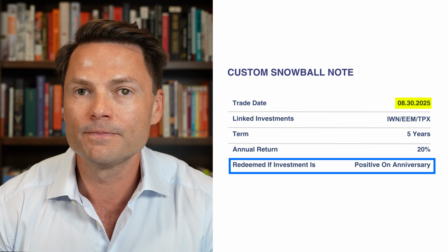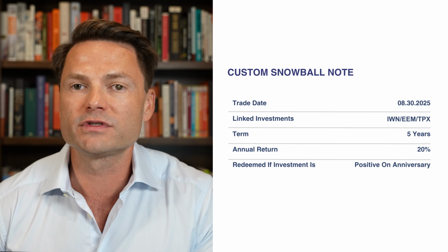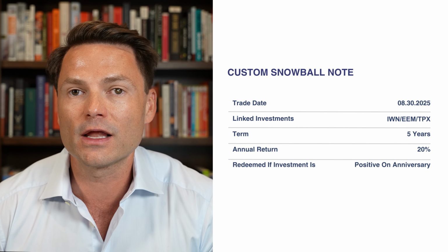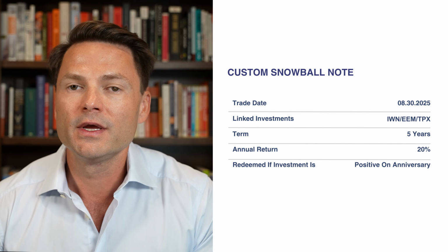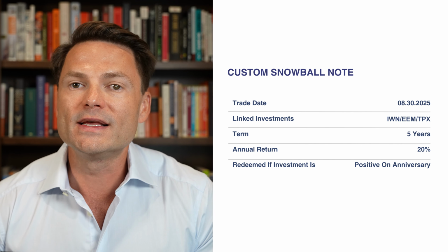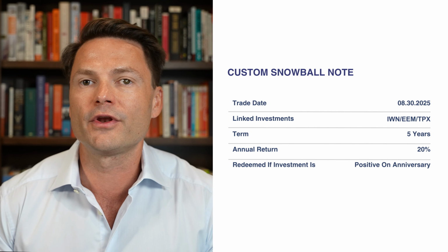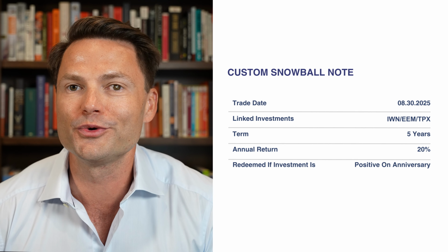That's why these notes don't typically last 5 years, because the market doesn't usually take 5 years to be positive. Sometimes it takes 2. It could take longer, but just know that even though it's a 5-year note, many times they do not last that long. But again, the way the snowball works is if all 3 markets are positive in the first year, you get 20%, and then you're out of the note. And you better go figure out what to do with your money.